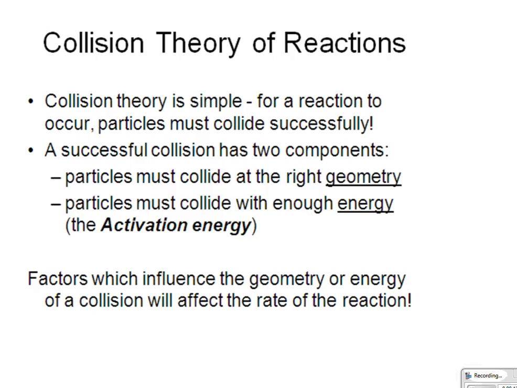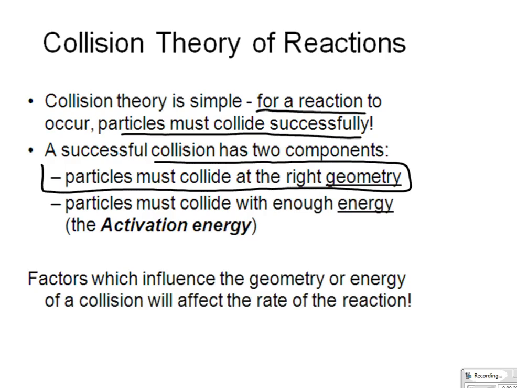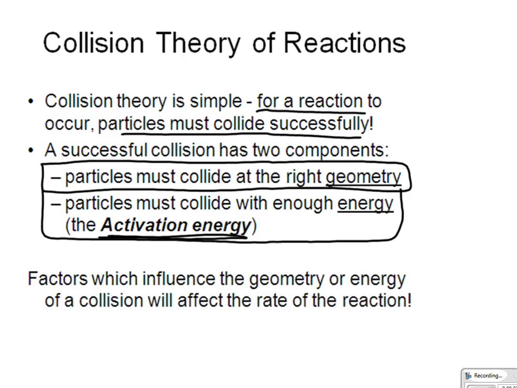First thing is collision theory of reactions. Collision theory basically states that in order for a reaction to occur, particles have to collide. So that's basically what causes chemical reactions, is particles collide. Two key components that you need to write down on your sheet are particles have to collide at the right geometry, and particles have to collide with enough energy to break the activation energy barrier. That means they're slamming together hard enough so their bonds break. So these are the two key components of a successful collision, and that's what basically all chemical reactions are based on. So you want to make sure you copy those two on your super notes.